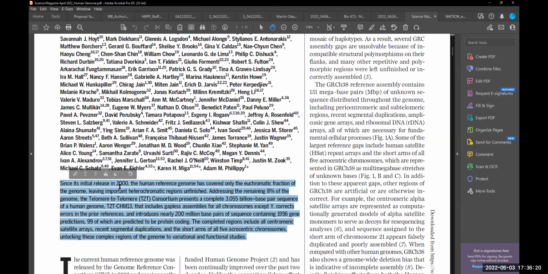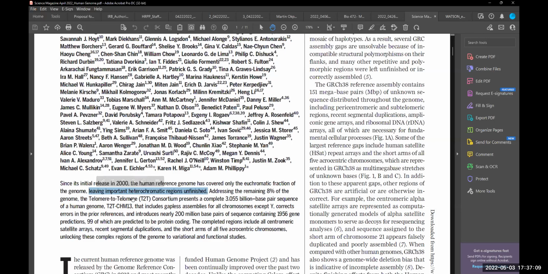Since its initial release in 2000, the human reference genome has covered only the euchromatic fraction of the genome. Euchromatic fractions are those fractions which are relaxed, which could be active in making RNA. That RNA could be mRNA, tRNA, or rRNA, but mostly they might be protein coding genes. So heterochromatin was not finished, right? In 2000, the heterochromatin, the condensed regions like centromere or telomeres, their DNA sequence was not published.